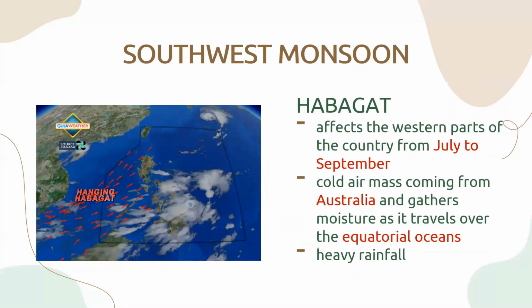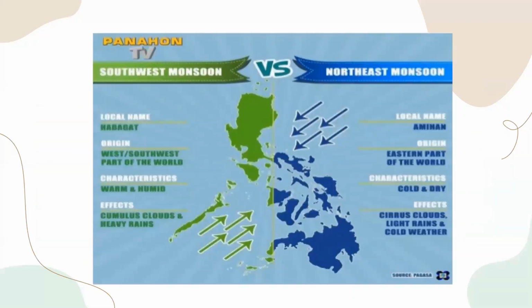On the other hand, the southwest monsoon, or habagat, affects the western part of the country from July to September. It is brought about by the cool air from the high-pressure area in the Australian continent absorbing moisture by passing over the warm equatorial oceans. It is characterized by heavy rainfall. Can you now differentiate the two types of monsoons hitting our country? Now we can better understand weather reports in televisions. Hooray!